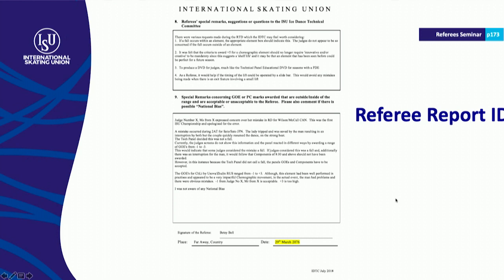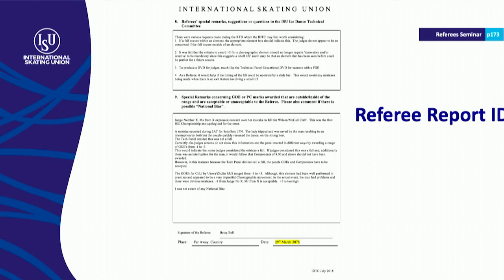The last box is special remarks concerning GOE, program components, and possible violations and possible national bias. This information is very important, because we check it against the OSCE report and your report. If you support some marks and OSCE says no, it's bad, then we have two opinions, and it's easier for us to support the judges' view and marks if we also have the comment from the referee.